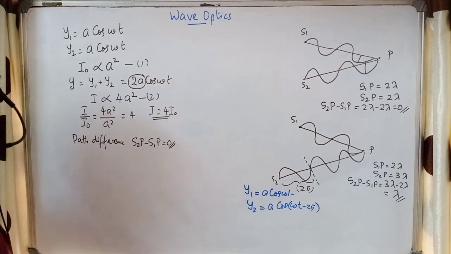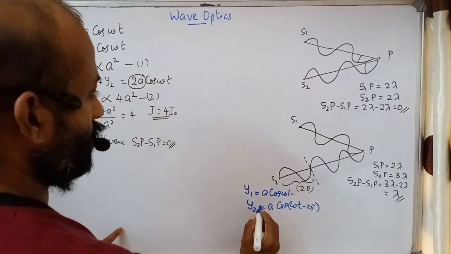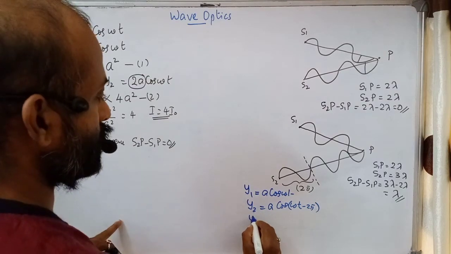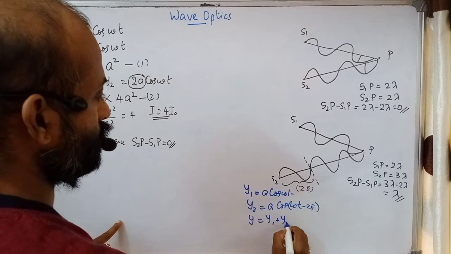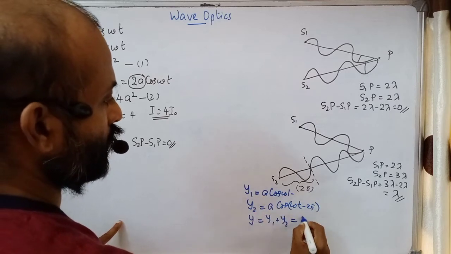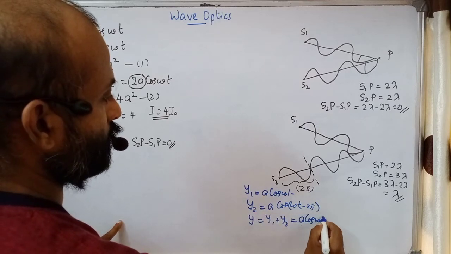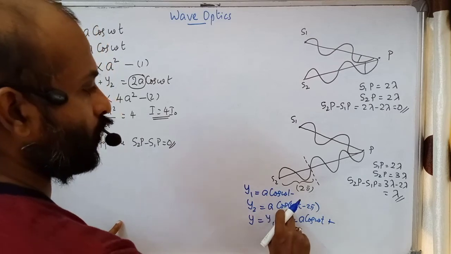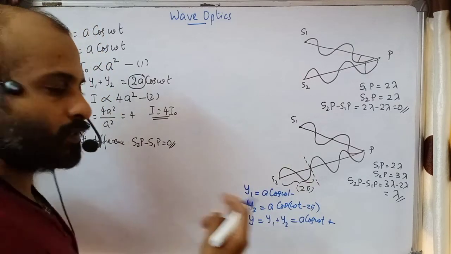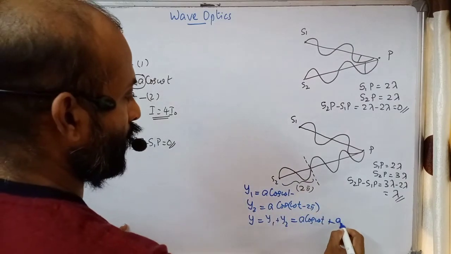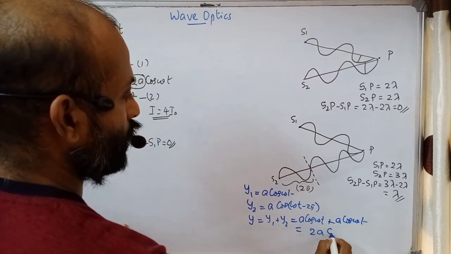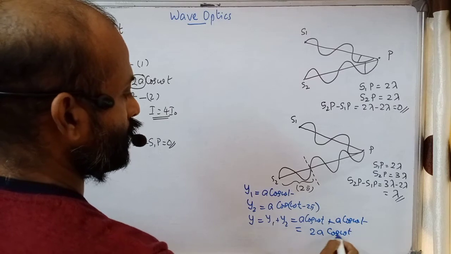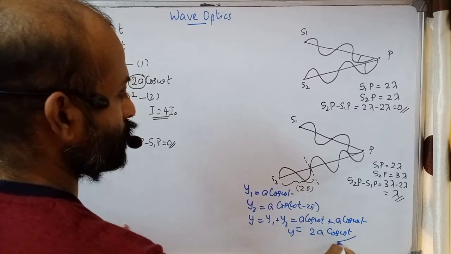Okay, y2 = A cos(ωt − 2π). Then what is the net displacement? For the resultant wave, y = y1 + y2. When you add these two, A cos ωt plus A cos(ωt − 2π), which is again cos ωt, we will have A cos ωt. Okay, what will be the value? 2A cos ωt. So the resultant wave has the relation 2A cos ωt.